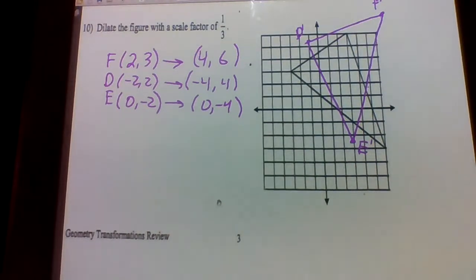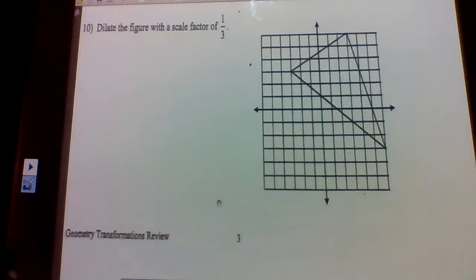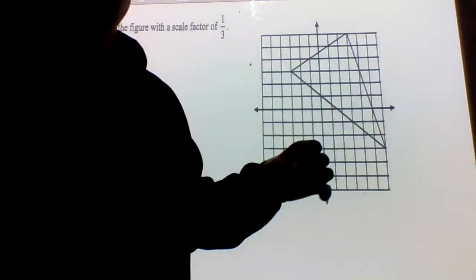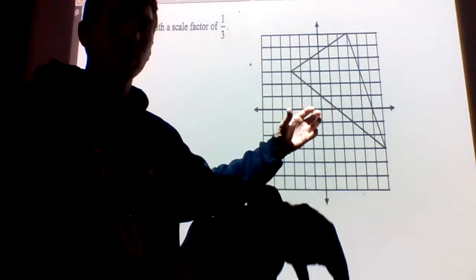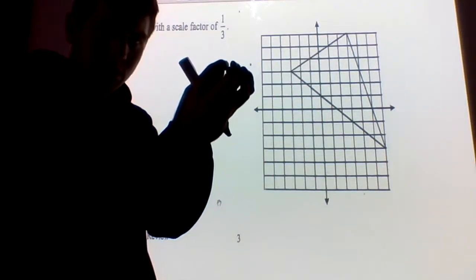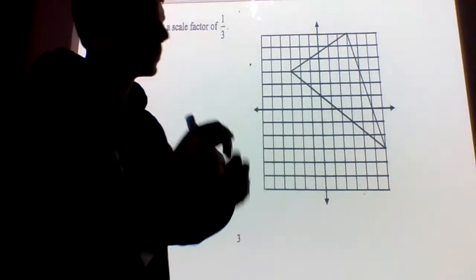Okay, we want to dilate with a scale factor of 1/3. Okay, so basically we're getting 1/3 as far from the origin, or you can think of it as 3 times as close. 1/3 as far from the origin, which is maybe closer, right? Or you can think of it as 3 times as close.